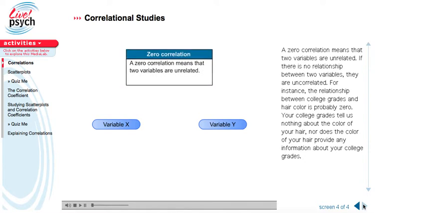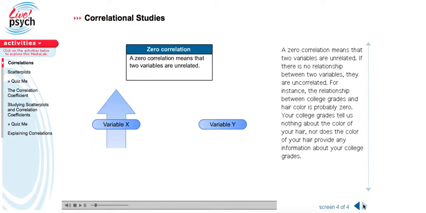A zero correlation means that two variables are unrelated. If there is no relationship between two variables, they are uncorrelated. For instance, the relationship between college grades and hair color is probably zero. Your college grades tell us nothing about the color of your hair, nor does the color of your hair provide any information about your college grades.